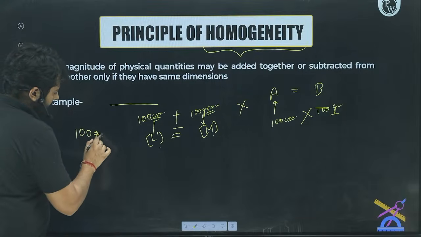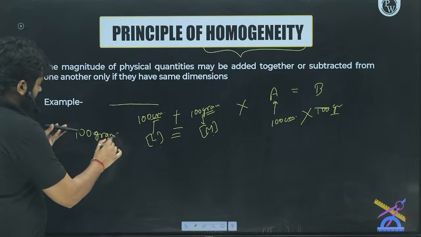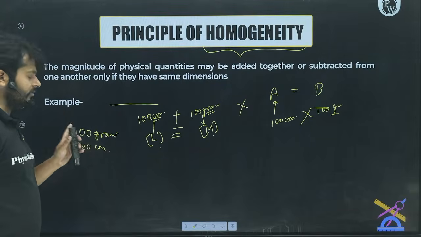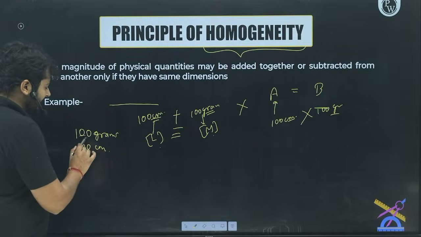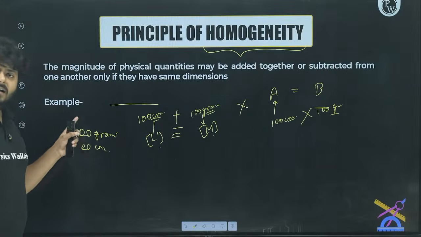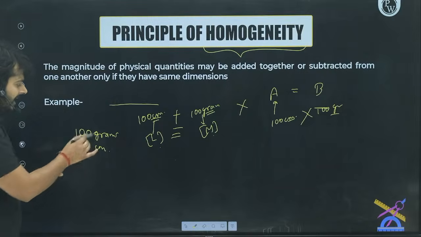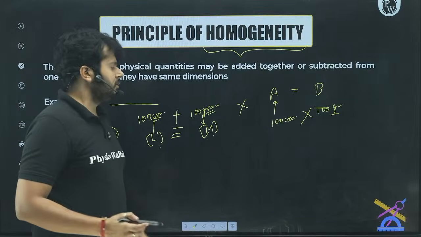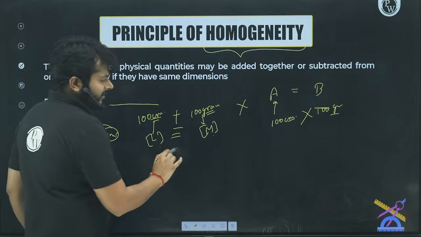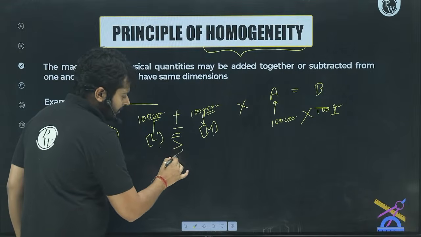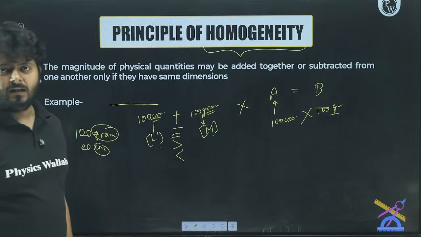The mass is a hundred grams, and the length of this remote is only 20. Can I say that mass is more than the length by looking at the numerical value? No. We cannot compare greater than or less than when they have different dimensions. One is mass, one is length. How can we compare? If two physical quantities do not have the same dimension, we cannot say greater than or less than.